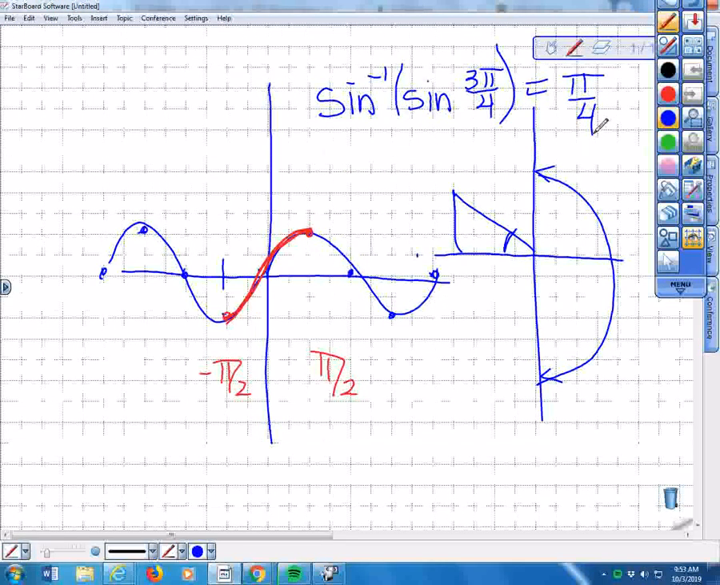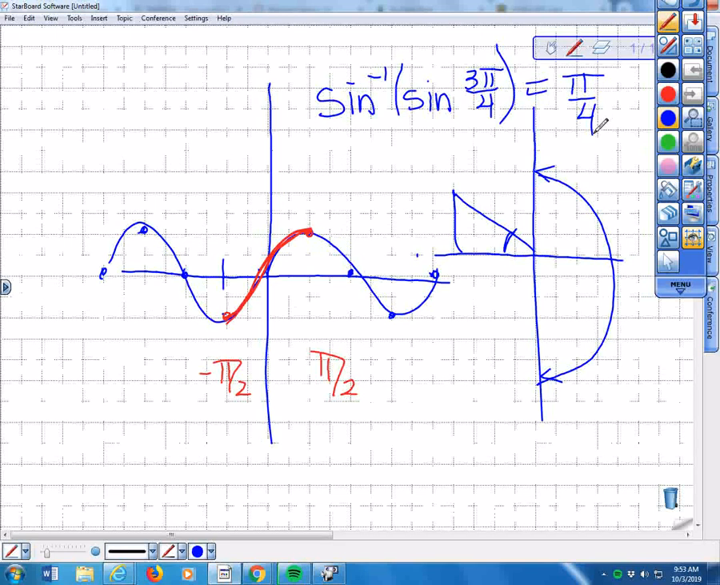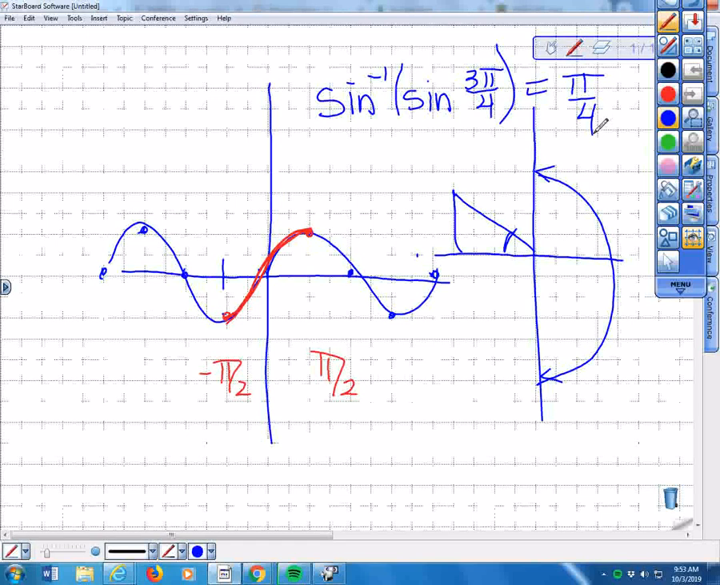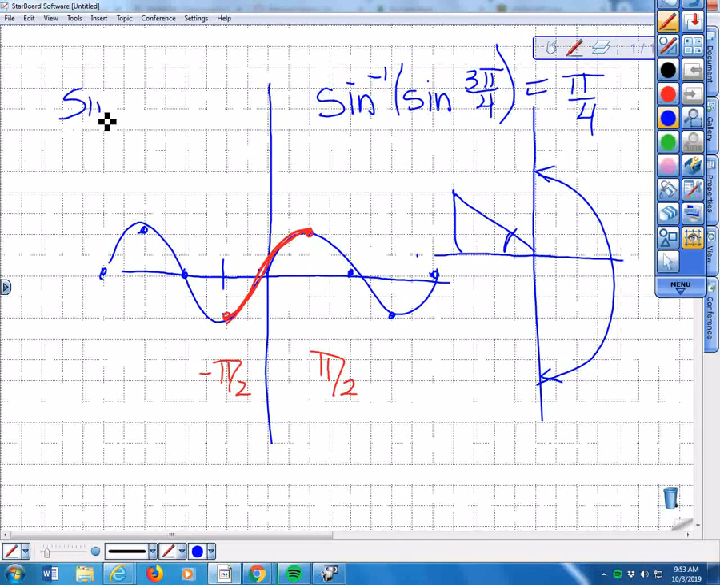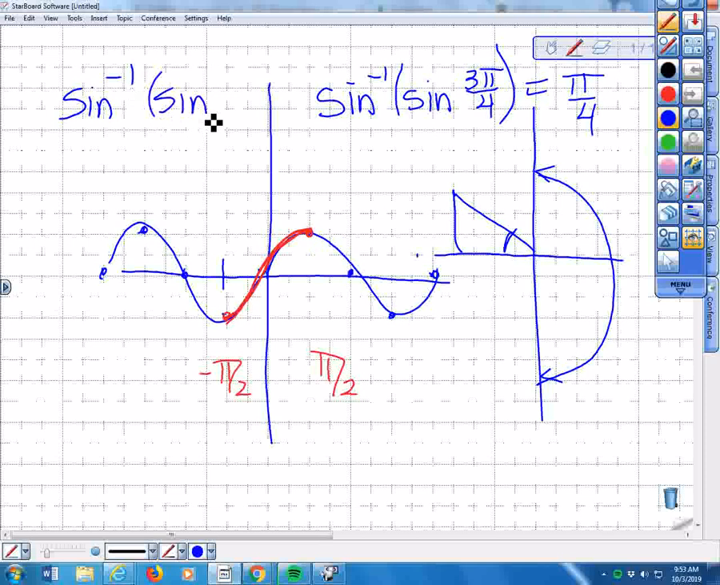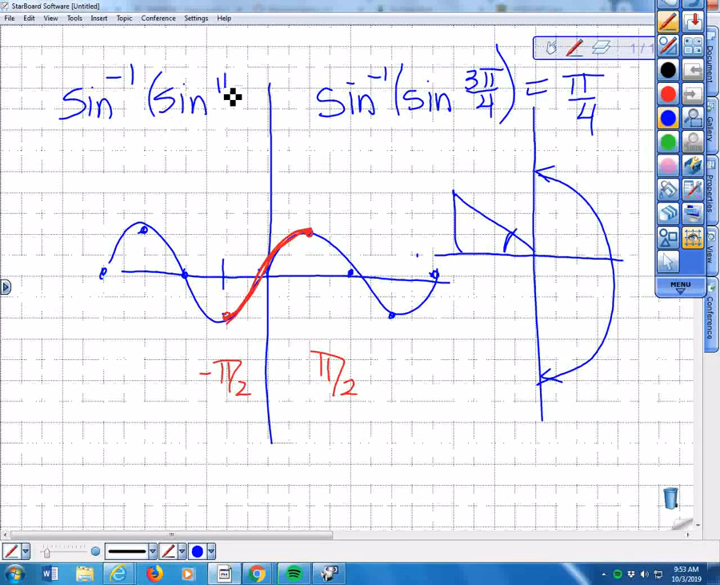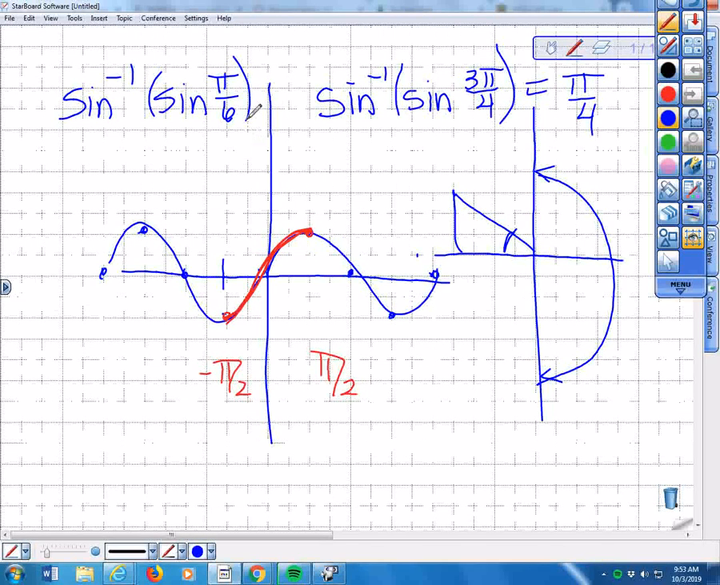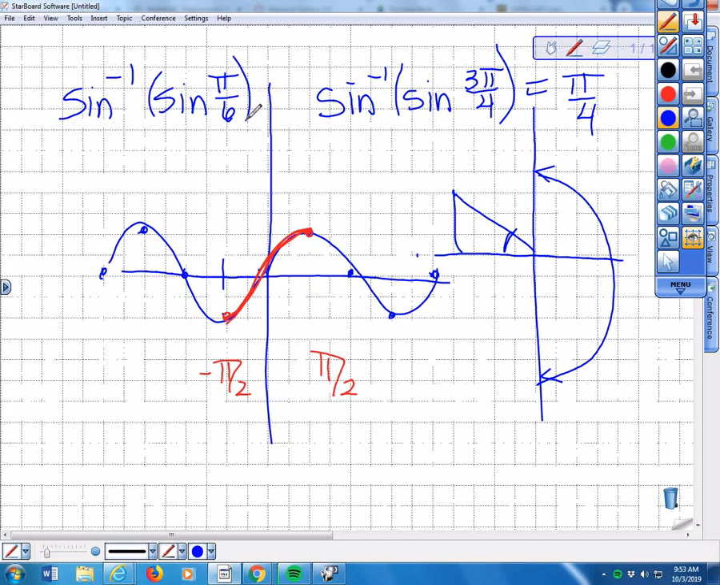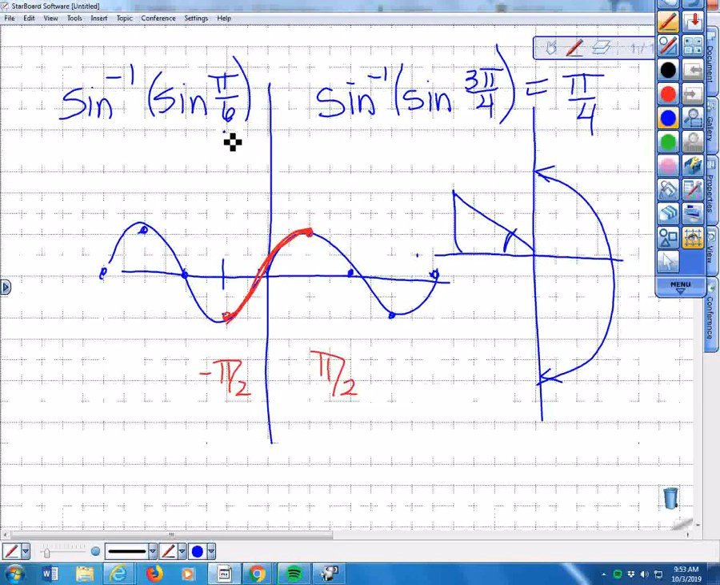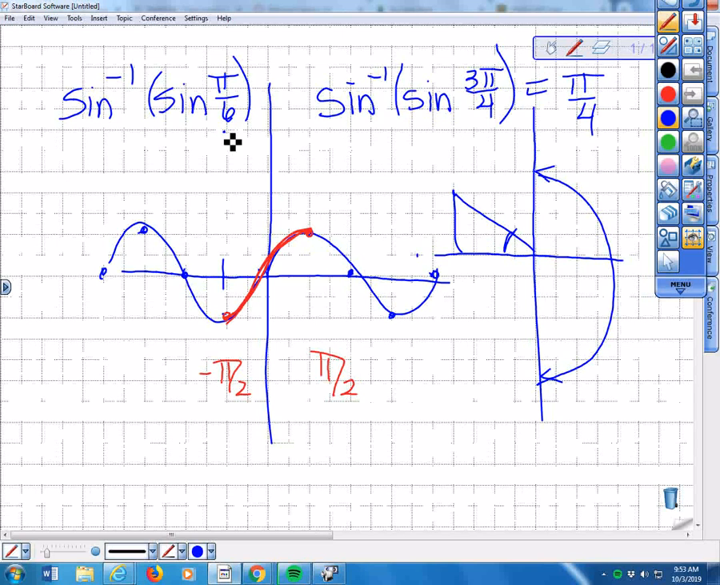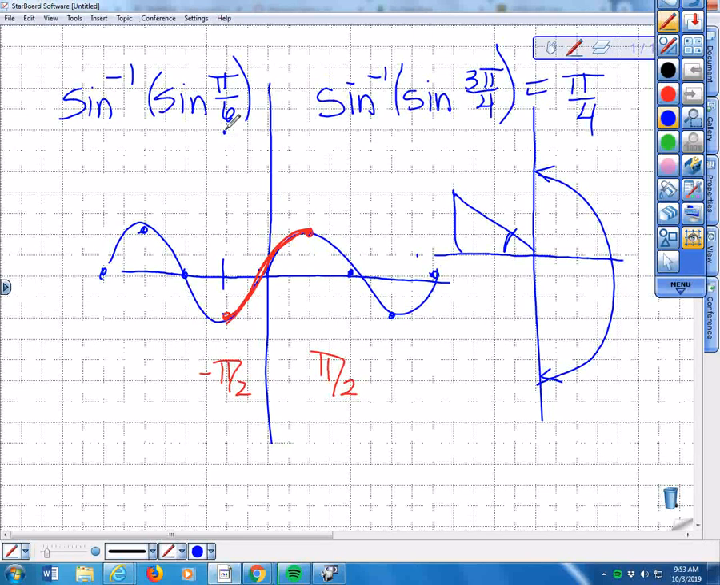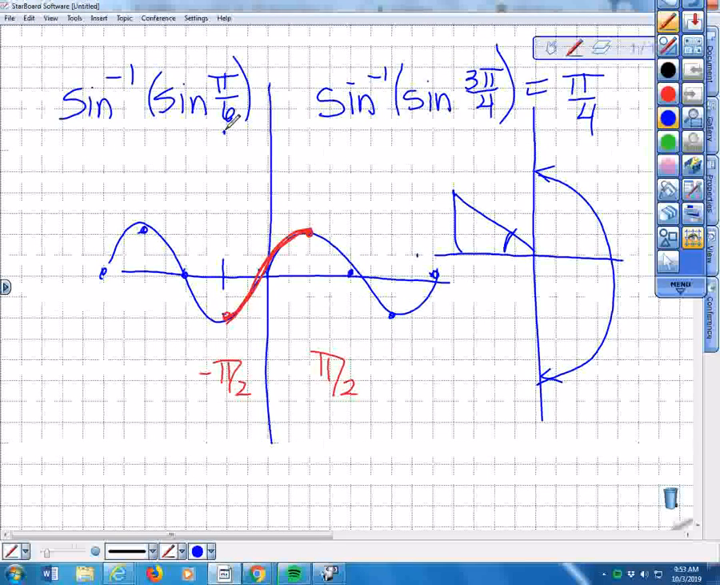Okay? So anytime you're looking for a composite, this is a composite function because it's a function inside of a function. The rules apply that if I had sine of pi over 6, well then it's just pi over 6. But you have to ask yourself that underlying question of, is this angle in the domain restriction? If it is, pi over 6 is your answer. If it's not, then you've got to find an equivalent angle that's in that restriction that will give you the same value and match your answer.